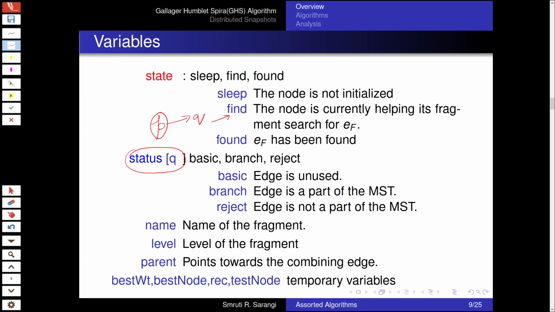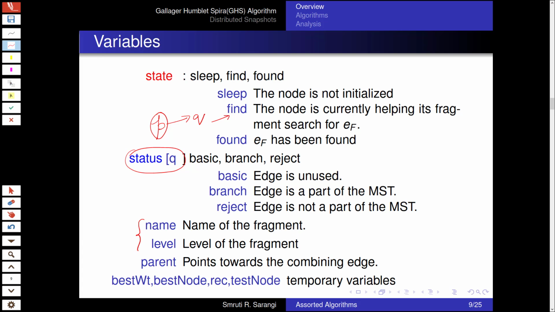Basic means that the edge is unused. Branch means the edge is a part of the MST. Reject means the edge is definitely not a part of the MST. Basic means as of now we don't know its status. Branch means we know its status and we know it's a part of the MST. Reject means we know its status and we know for sure that it's not a part of the MST.